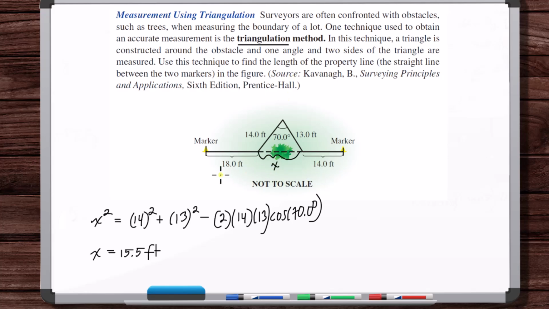So the answer to this question, the distance from marker to marker, is: 18 plus 14 is 32. And then 32 plus 15 and a half is, so 32 plus 15 is what? 47. So 47.5 feet.